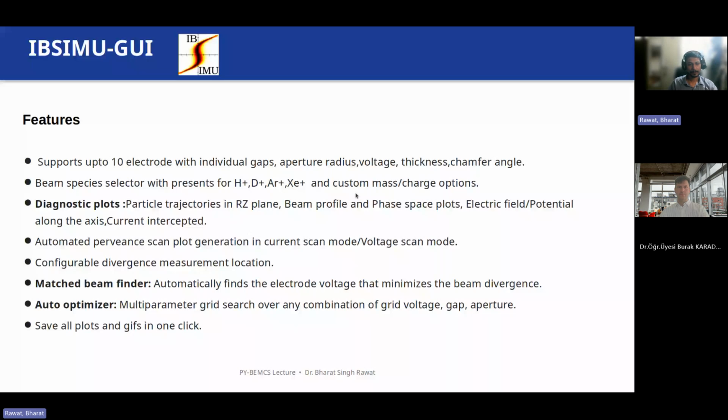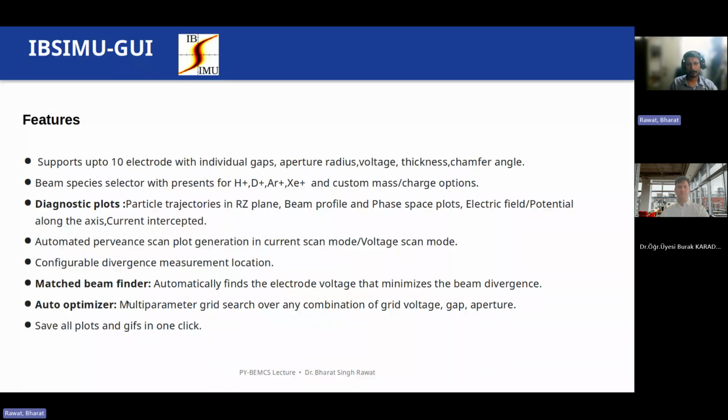And yeah, this also supports up to 10 electrodes with individual gaps and aperture radius, and it has different types of beam selectors with custom charge to mass options. And then there are some auto optimizers which you can use to find, let's say, a minimum beam divergence for a particular electrode configuration. You can just put in this electrode range, and it would rerun the simulation multiple times and give you the minimum beam divergence electrode configuration.